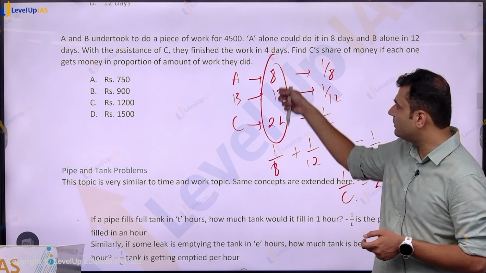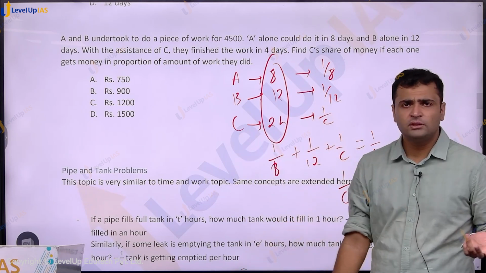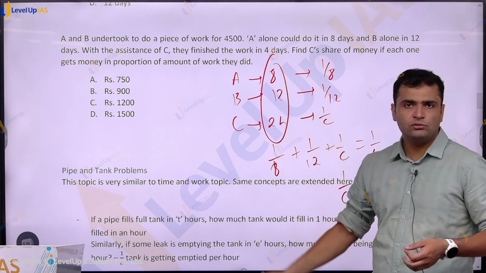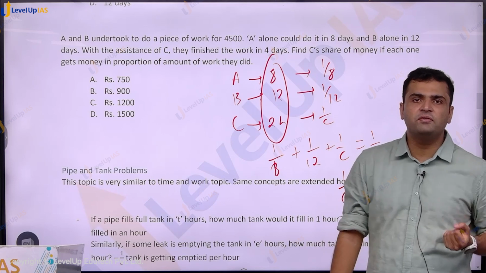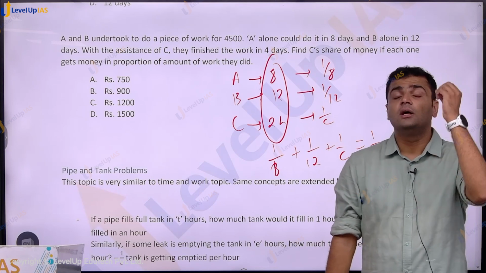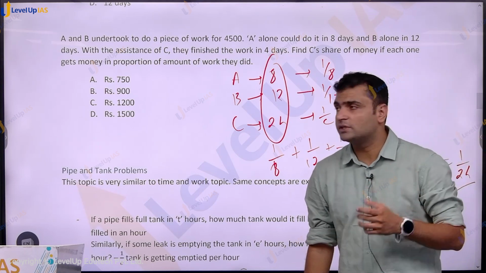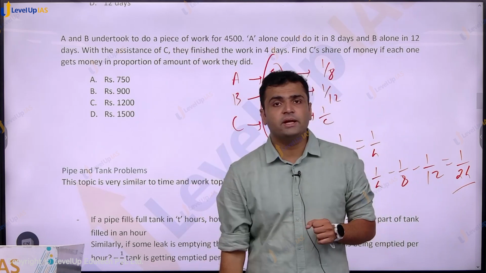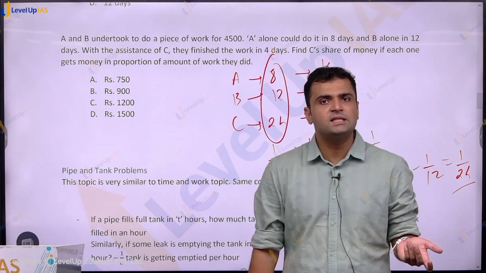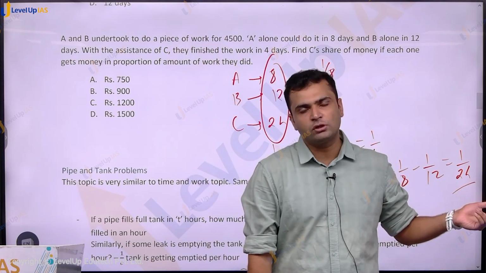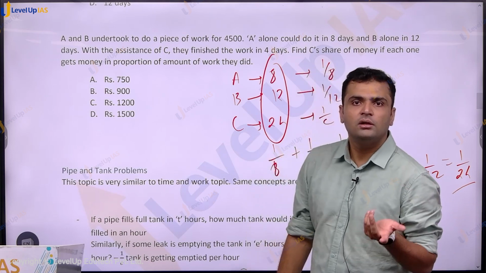And what is the ratio of efficiencies? Which is inverse of ratios of days. जो जितना ज्यादा काम कर रहा है वो उतना कम efficient है. Sorry, जो जितना कम दिन में काम कर रहा है वो उतना ज्यादा efficient है. And how much money will they get? Money will be distributed as per efficiencies. The person who does most of the work will get most of the share in money.